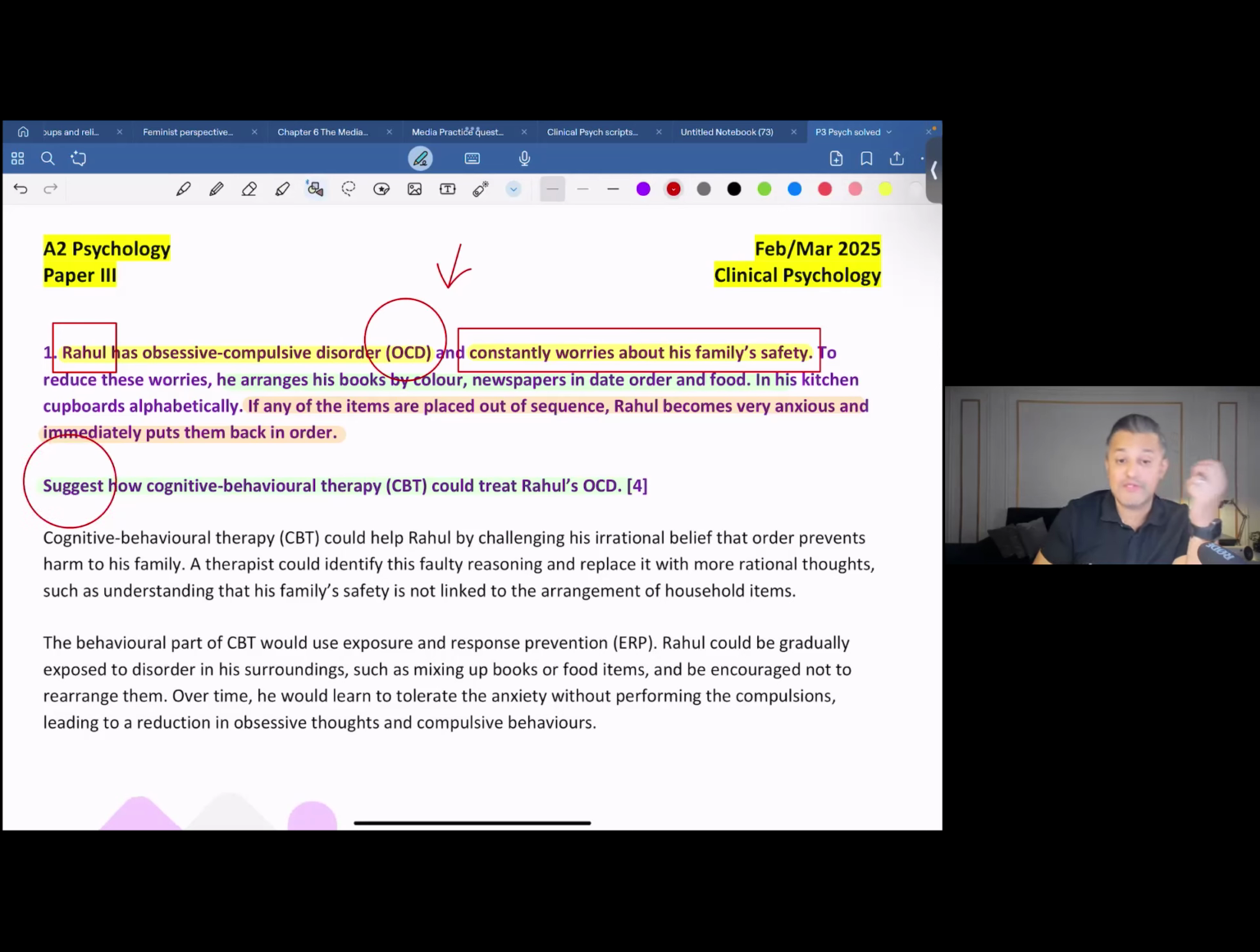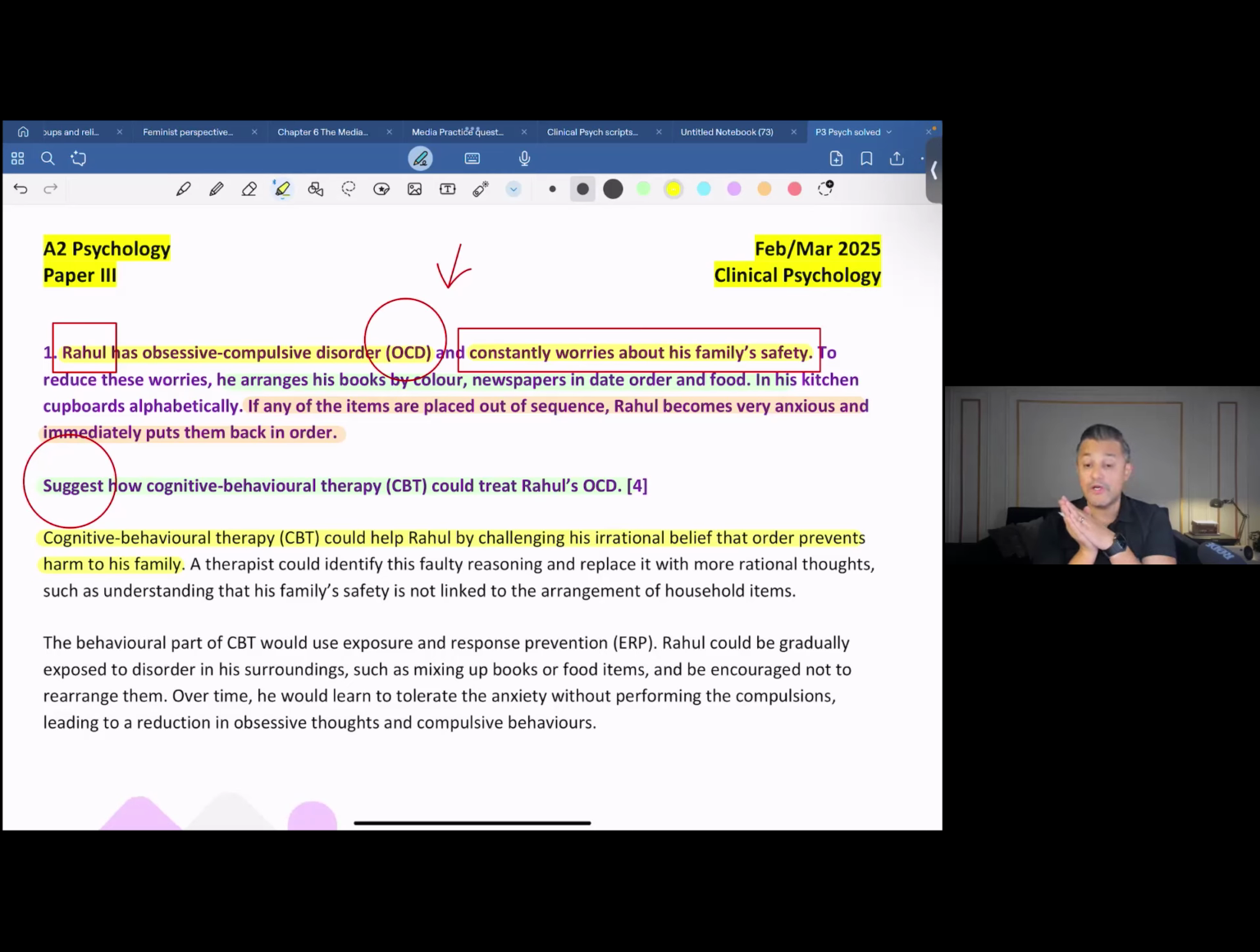And of course, if they're asking you for a suggestion, there's no definite answer to this. Anything that makes sense, anything that helps with using cognitive behavioral therapy to treat this gentleman Rahul, if it is aligned with the syllabus, you get your marks there. So let me read the answer that we have over here, and then I'll explain why I think this answer should get a 4 out of 4. So the first part: cognitive behavioral therapy could help Rahul by challenging his irrational beliefs that order prevents harm to his family.